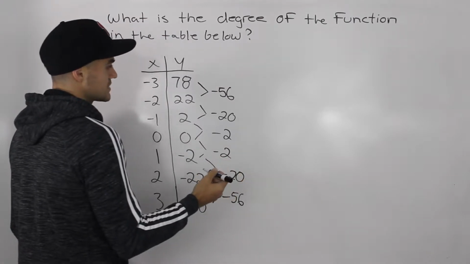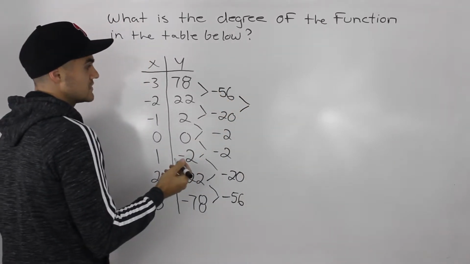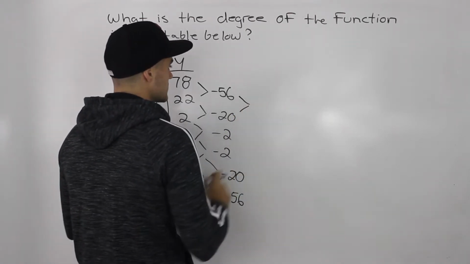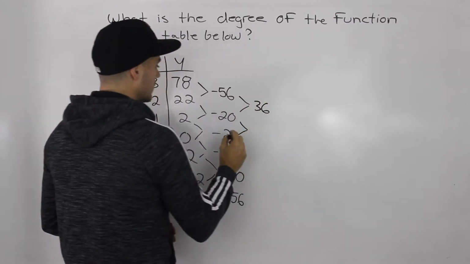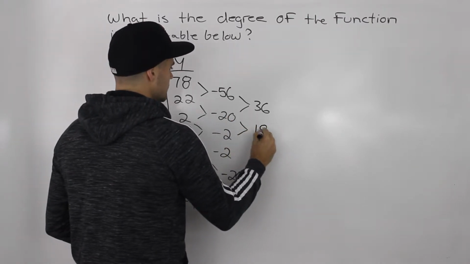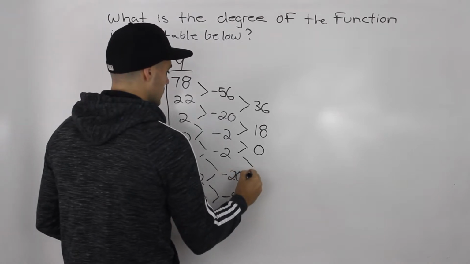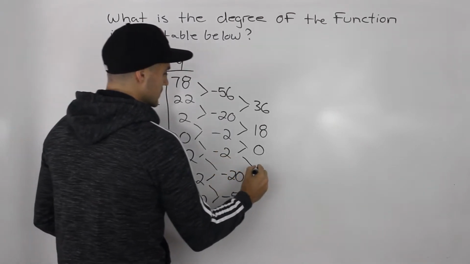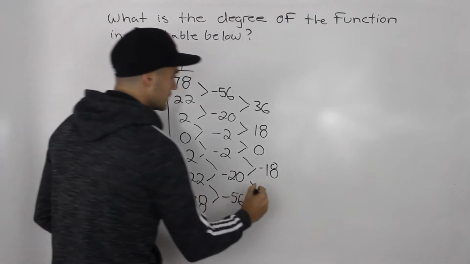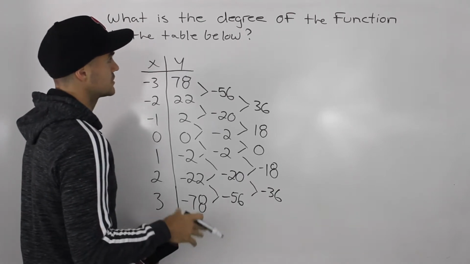So now let's find the second differences. So we do the same thing, top minus the bottom. So negative 20 minus negative 56 is the same thing as negative 20 plus 56, which would give us positive 36. And then continuing on, negative 2 minus negative 20 would give us positive 18. And then negative 2 minus negative 2 would give us 0. Negative 20 minus negative 2 would give us negative 18. And then negative 56 minus negative 20 would give us negative 36. So the second differences are not constant, so we know this function doesn't have a degree of 2.